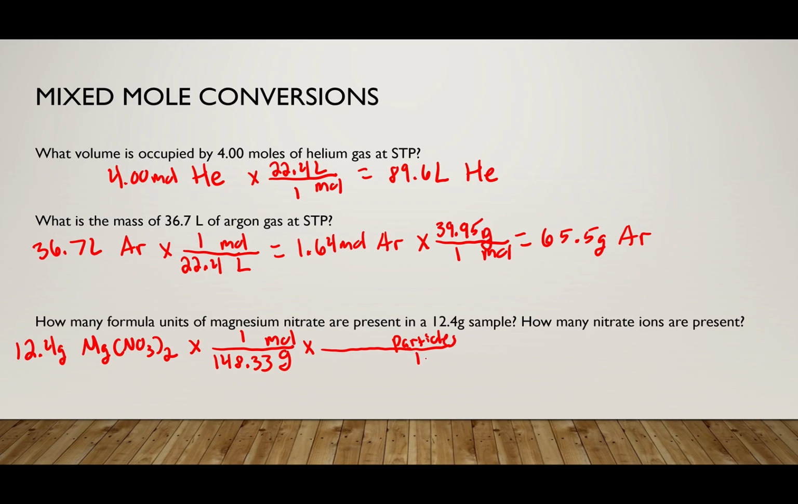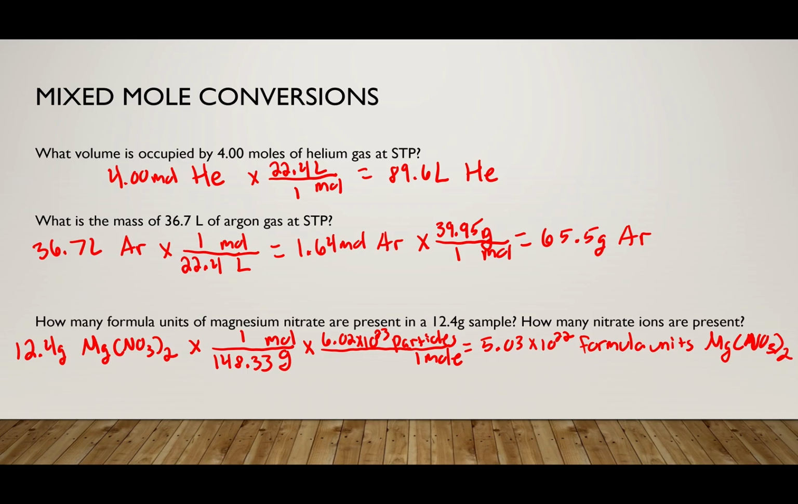So we now have moles, and in 1 mole, there are 6.02 times 10 to the 23 particles. This, in the end, gives us 5.03 times 10 to the 22 formula units of magnesium nitrate, Mg(NO3)2.